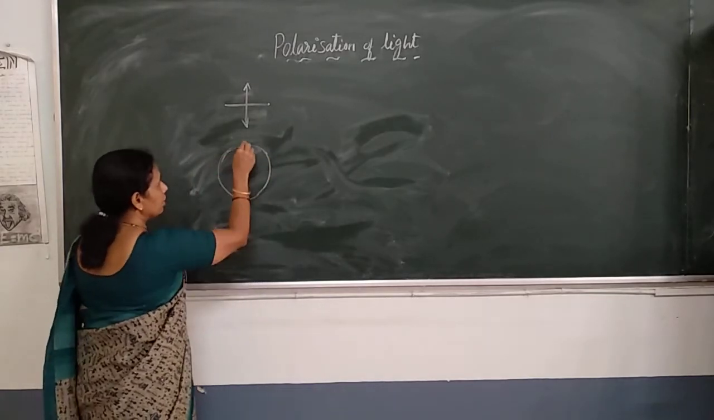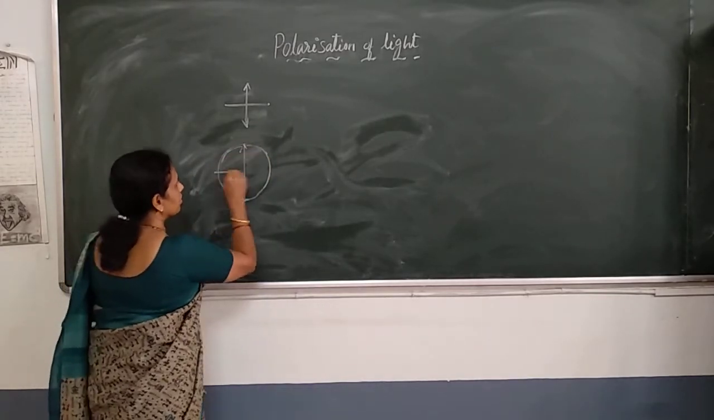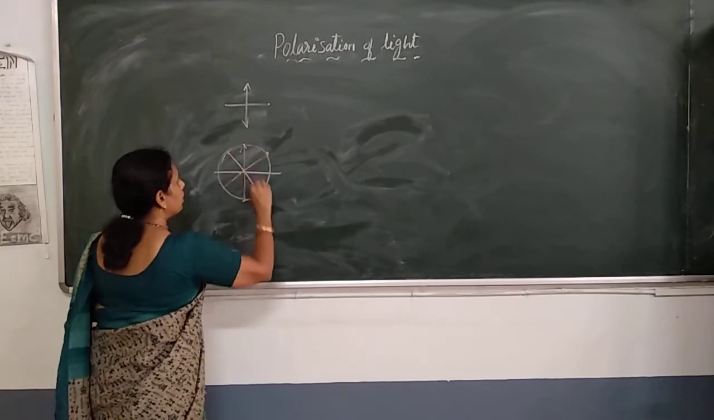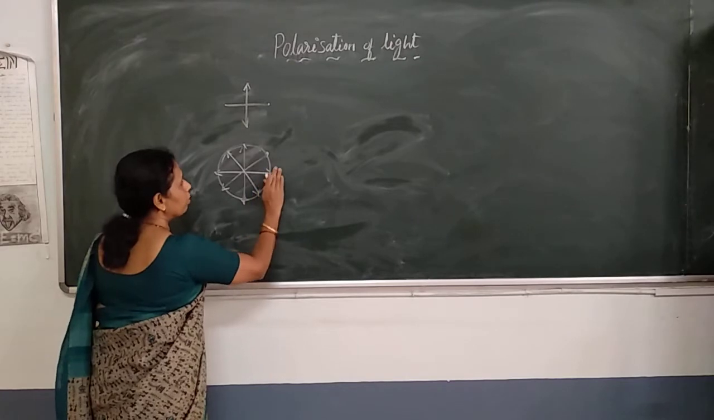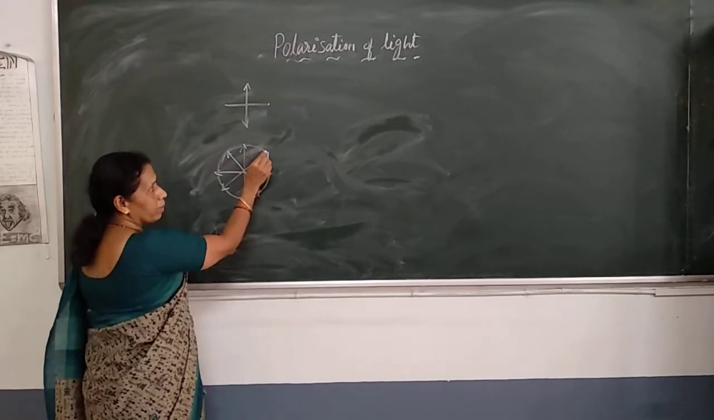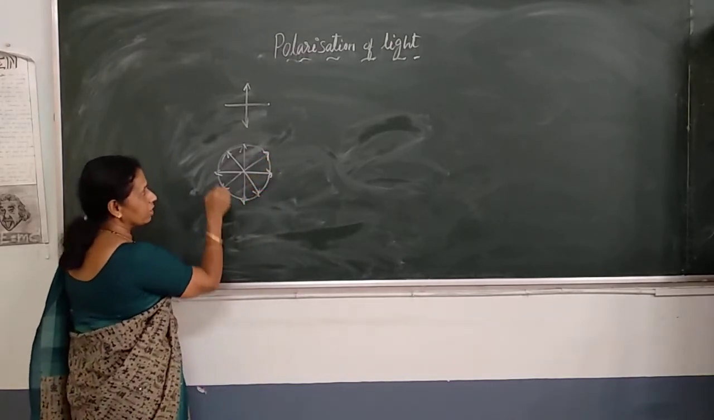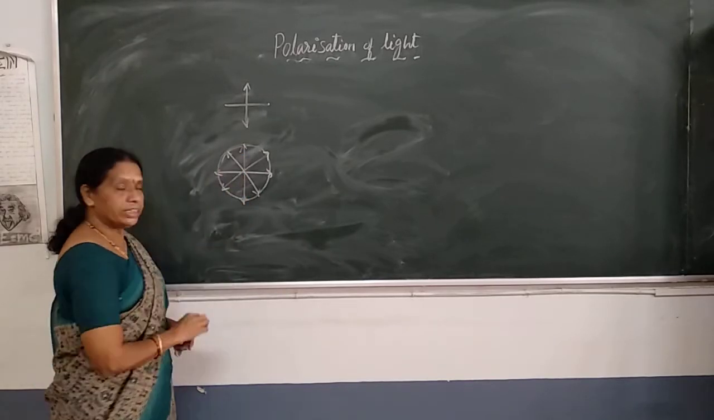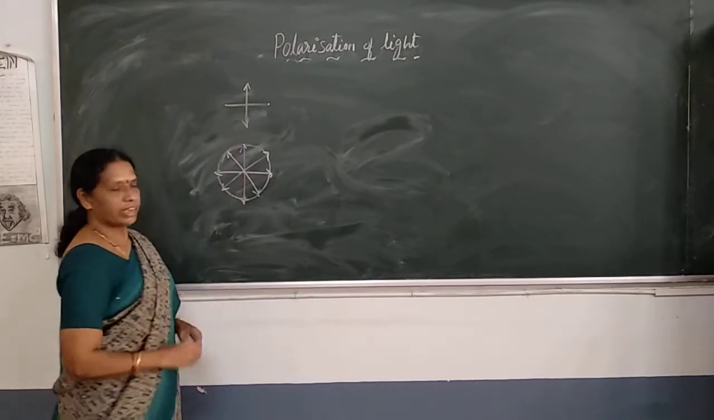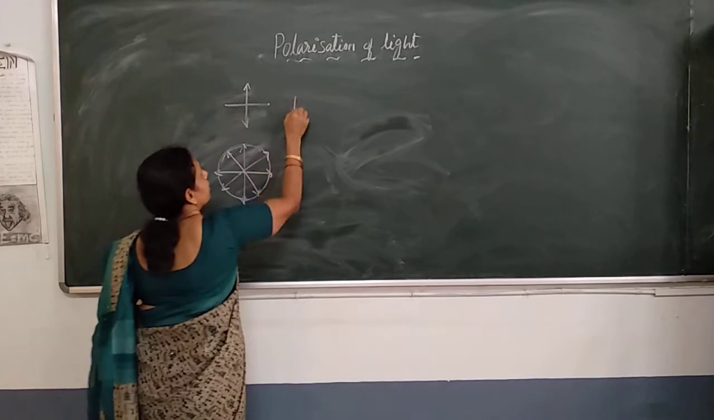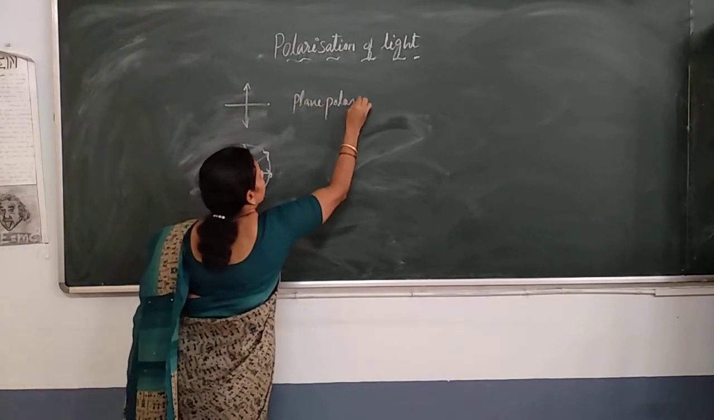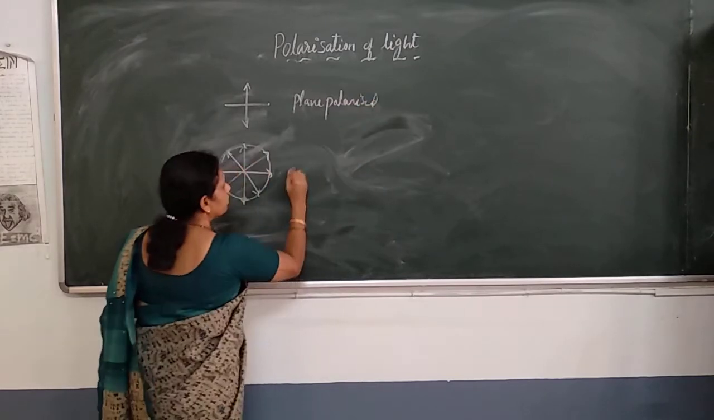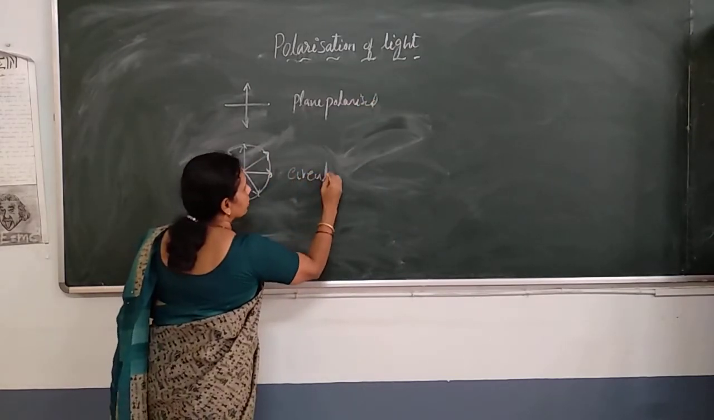The electric vector vibrates with the tip describing a circle. It vibrates with equal amplitude, and the projection of the tip of the vector is along a circle. Such a light is called circularly polarized light. So this is plane polarized. This is circularly polarized.